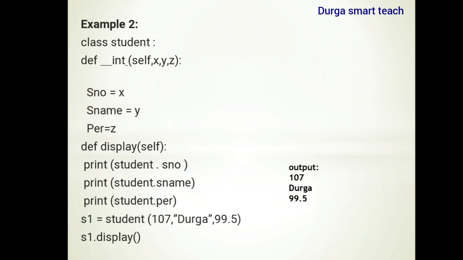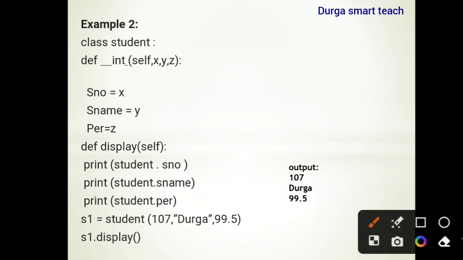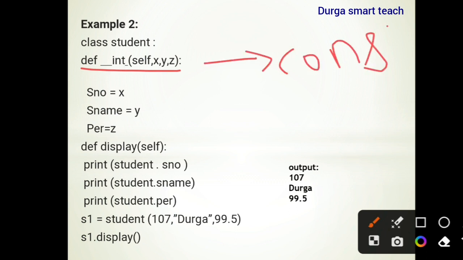So inside a class it may contain methods and variables. Yes, so inside the class it contains def __init__. This is known as the constructor. I will explain the constructor in the next class. So inside the class it contains variables and methods. It is also one method.